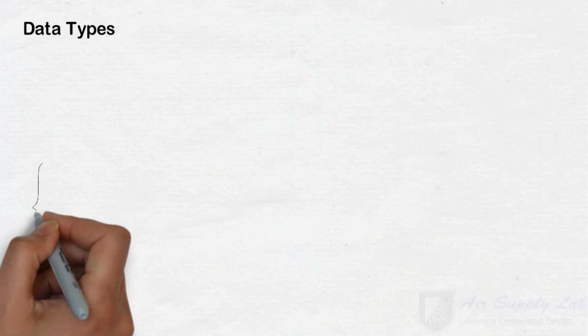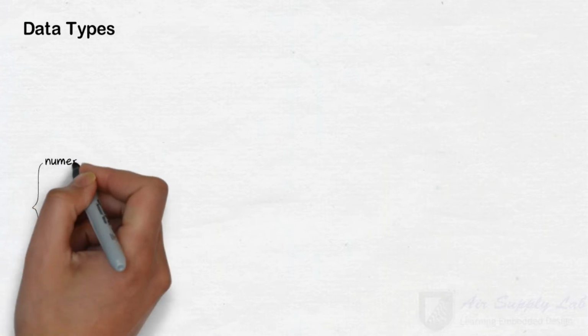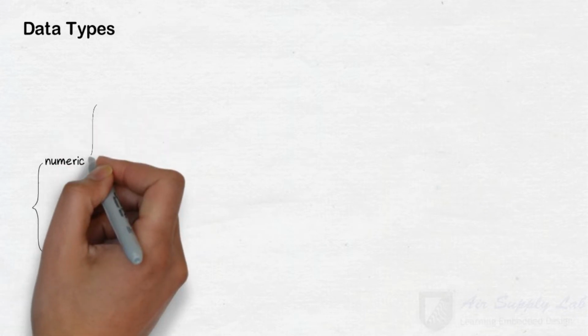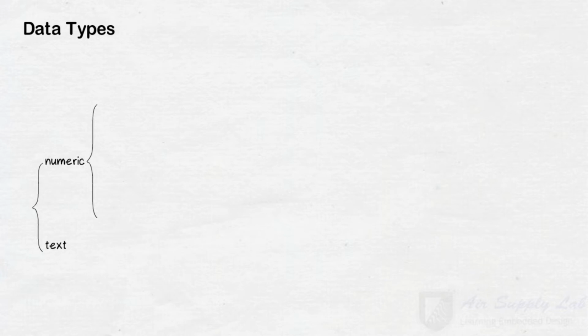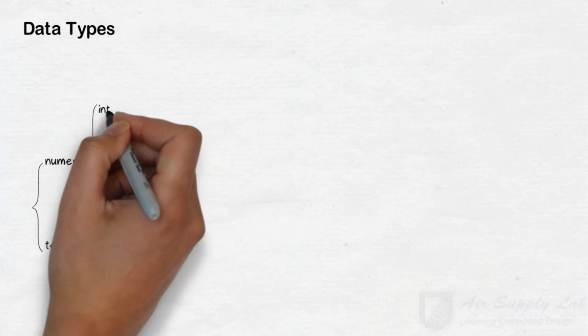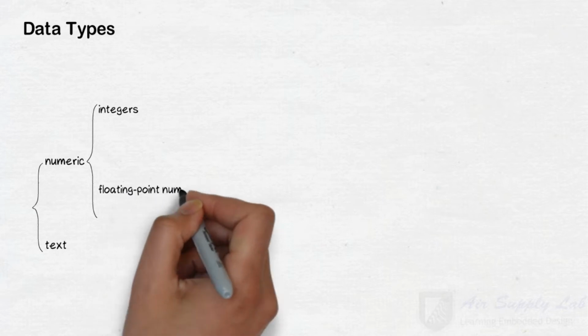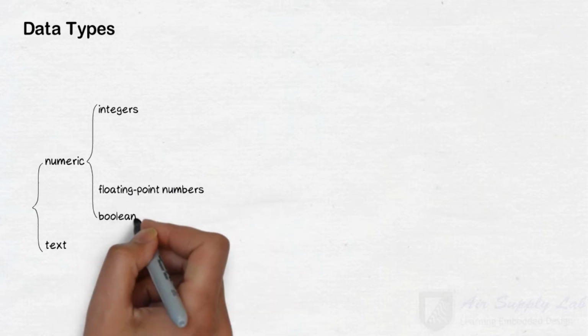Data types. Computers are mainly used to process the following two types of data: numerical data and text data. Numerical data types are numbers. It includes integers, floating point numbers, and Boolean values.